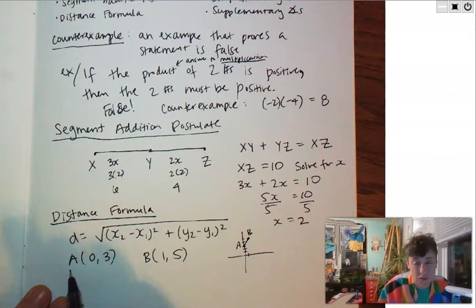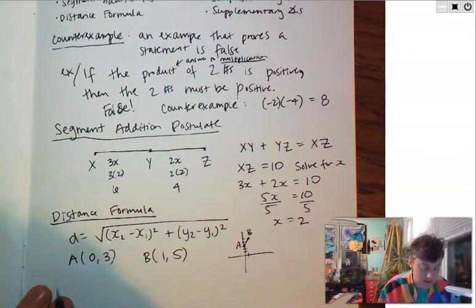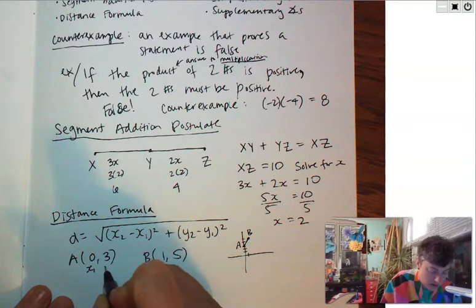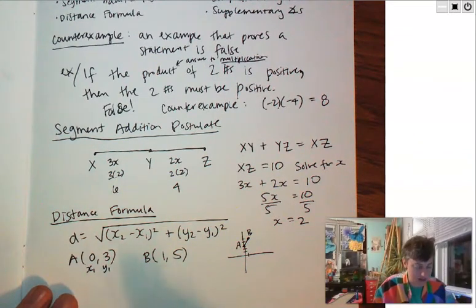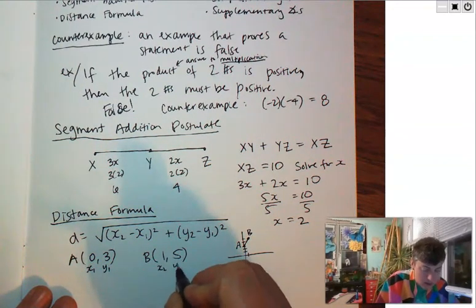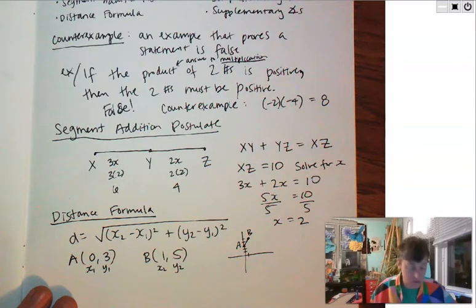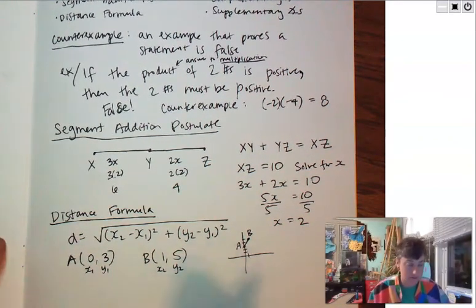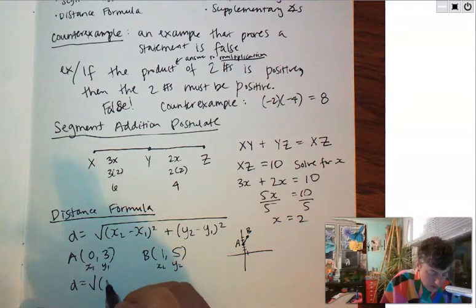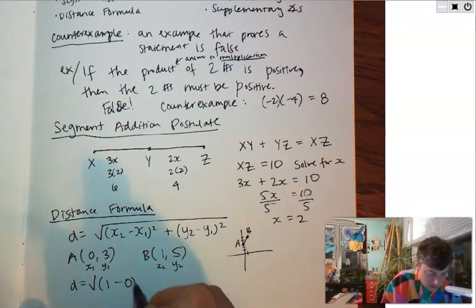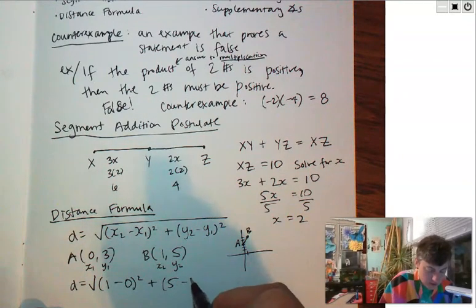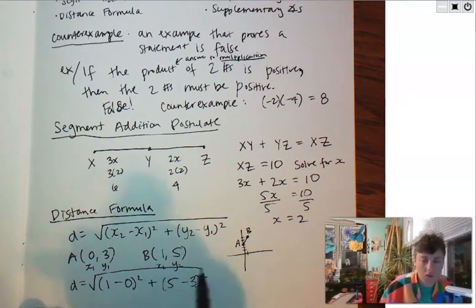Now let's label our points. It really doesn't matter which one is your first point and which one is your second point. But since I wrote A first, I'll call it my first point. So this will be my x1 and my y1, since every point has an x and a y in that order. And then B will be my x2 and my y2. And we're just going to plug those numbers into this formula and see what we get. So we got D equals the square root of x2 is 1 minus x1 is 0, all of that squared, plus y2 is 5 minus y1, which is 3, all of that squared, and then square root that whole thing.